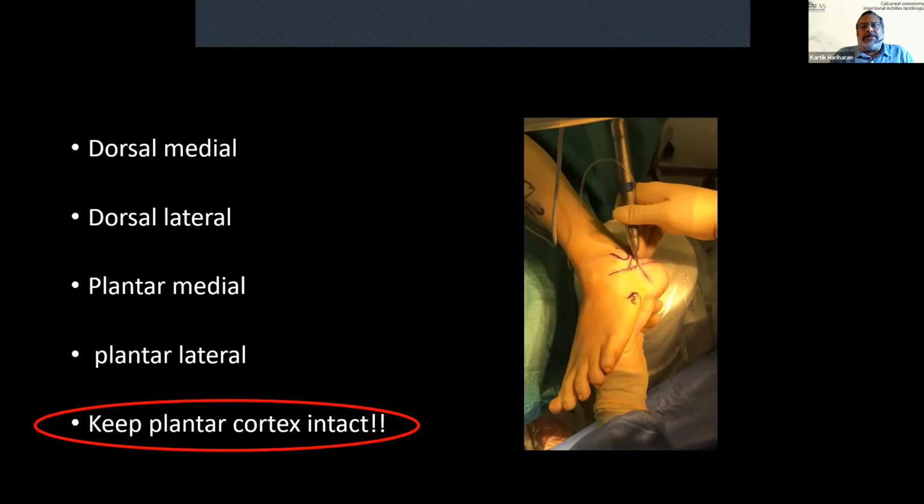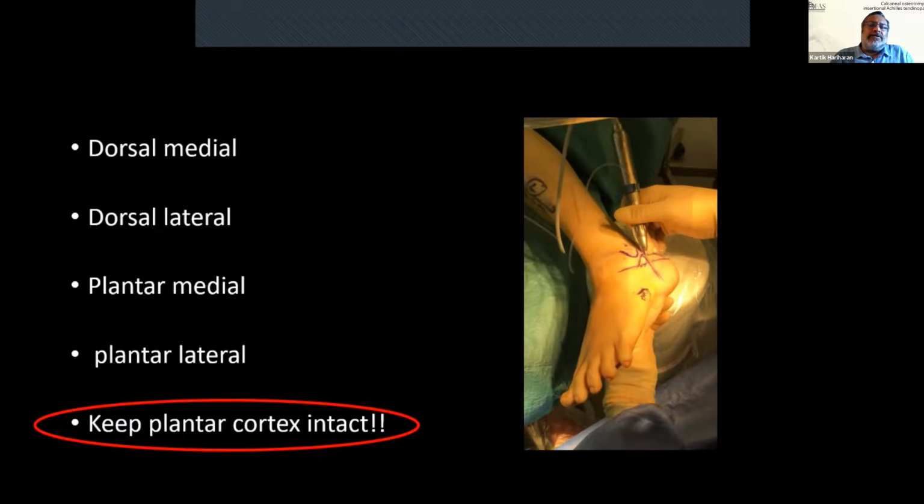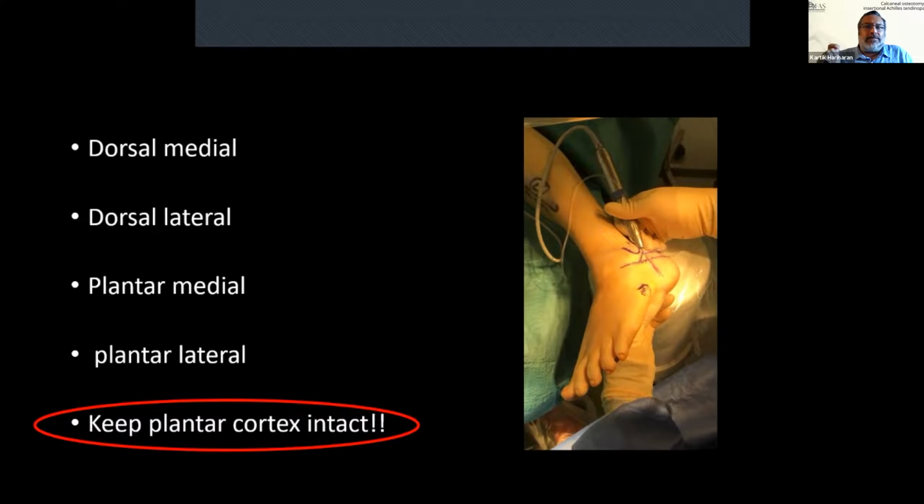And then you go sequentially, because the cutting length of the burr is only 20 millimeters, you cut the dorsal medial cortex extending onto the dorsal cortex, and then you go to the lateral end and you cut that again. You repeat the process on the plantar medial side and the plantar lateral side, but you keep the plantar cortex intact. It's extremely important that you make sure that the plantar cortex is intact, much more so than the open procedure.